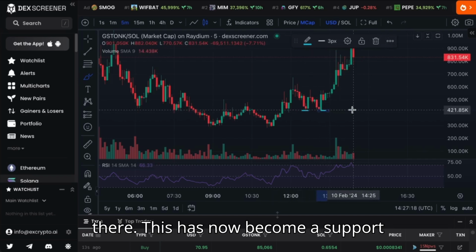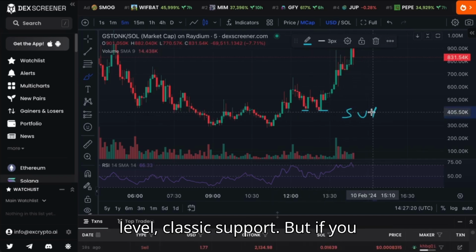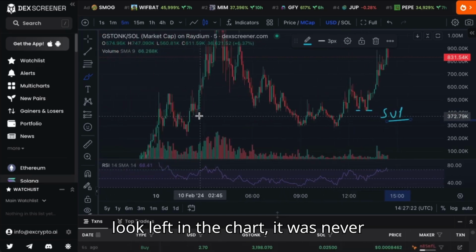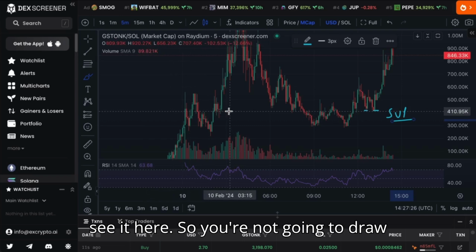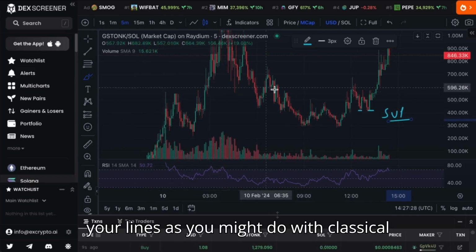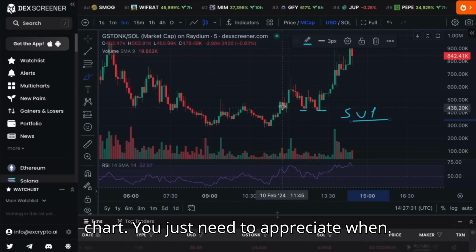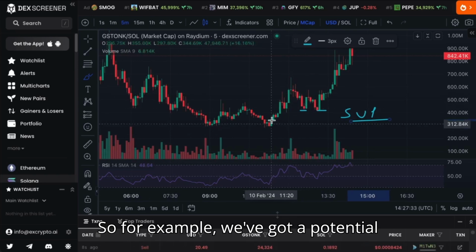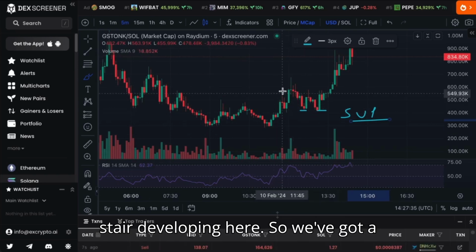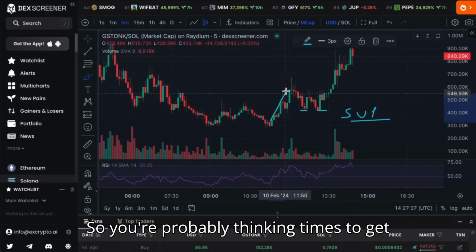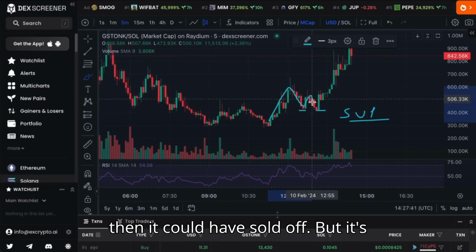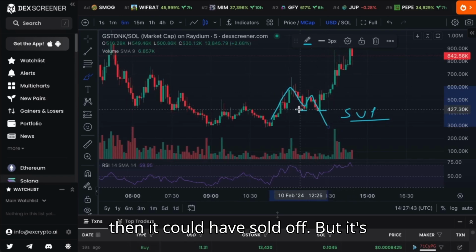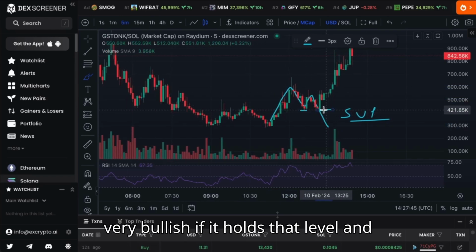This has now become a support level, classic support. But if you look left in the chart, it was never previously much of a level. So you can't see it here, and you're not going to draw your lines as you might on a classical chart. You just need to appreciate when, for example, we've got a potential stair developing here. We've got a higher low here, which is really good. So you're probably thinking it's time to get in. We try and move and then it could have sold off. But it's very bullish if it holds that level and then moves.